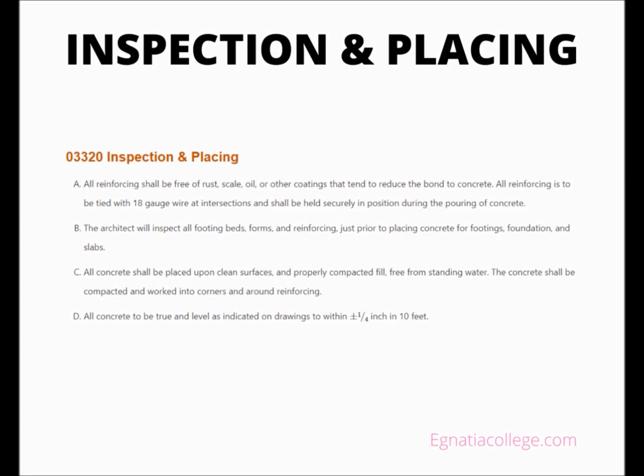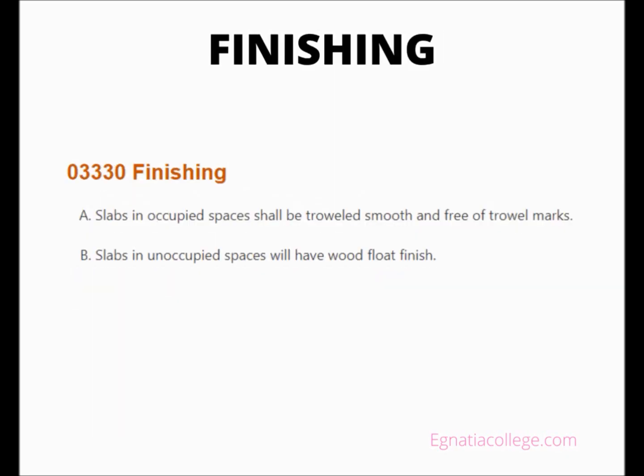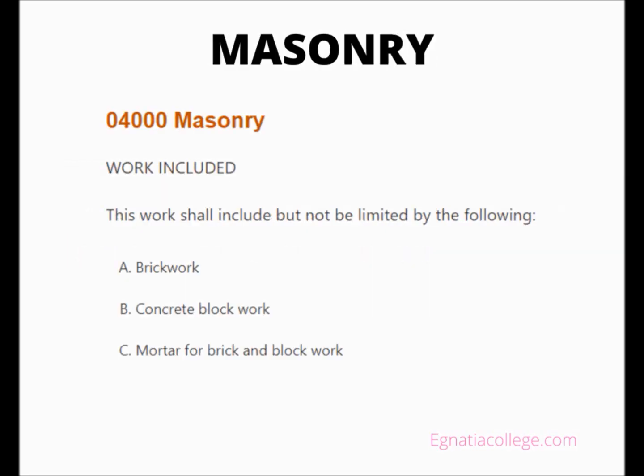All concrete to be true and level as indicated on drawings, to within plus or minus a quarter inch in 10 feet. Finishing. Slabs in occupied spaces shall be troweled smooth and free of trowel marks. Slabs in unoccupied spaces will have wood float finish. Masonry. Work included. This work shall include but not be limited by the following: brickwork, concrete block work, mortar for brick and block work. Materials.